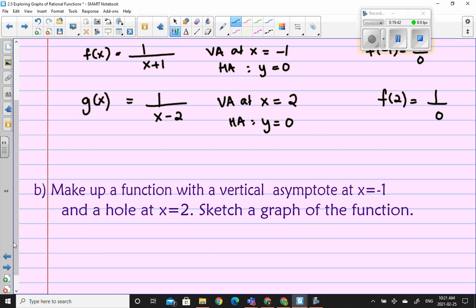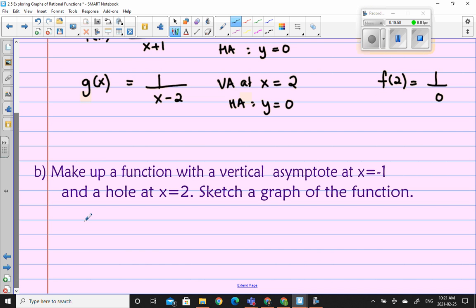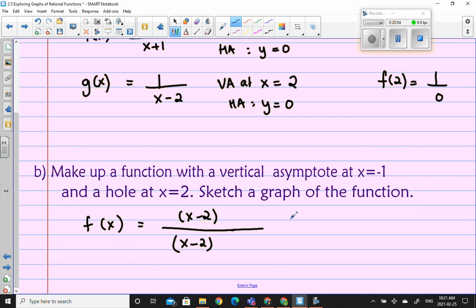Question B, make up a function with a vertical asymptote at x equals -1 and a hole at x equals 2. So I'm just going to make a function. If it has to have a hole at x equals 2, let's say it's x minus 2 here and x minus 2 here, so I get 0 over 0 at x equals 2. And I want to have a vertical asymptote at x equals -1. So let me put an x plus 1 here, so that if I give a value of -1 to this function, this would be a number divided by 0, and I would have a vertical asymptote at x equals -1.